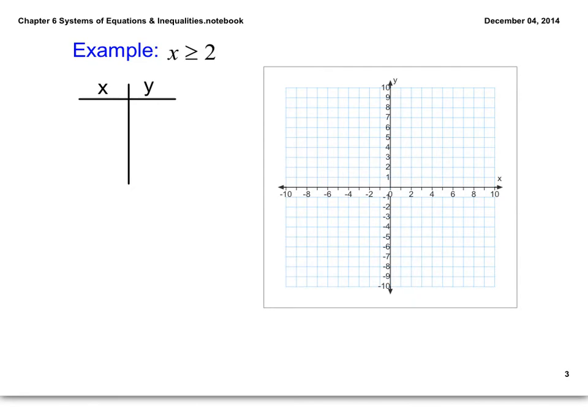Okay, for our second example, we have x is greater than or equal to 2. So a couple things to note off the bat. There's no y in here, so we have to use VUX. So this might indicate that you don't necessarily need a table of values if you remember what it looks like. We also can tell that because of the symbol, we're going to have a solid line. VUX indicates that an x equals equation would be a vertical line.